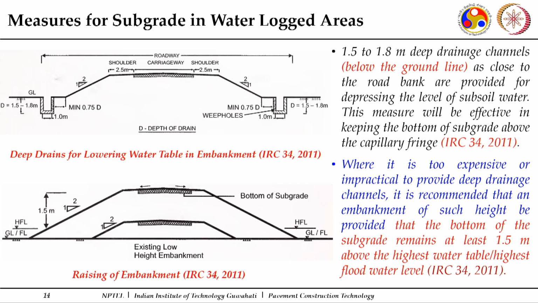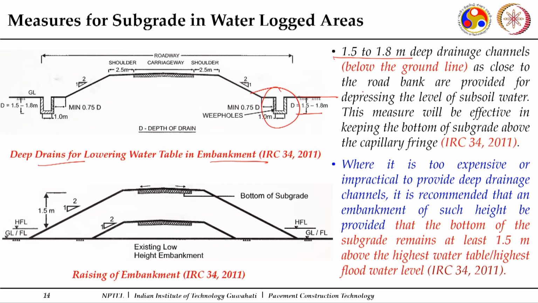a high amount of water logging, standing water, then what to do in that particular case? You can take some extra measures also, some precautions can also be taken. Here it is shown that you can go for deep drains for lowering the water table in the embankment. Now, what is done here in this case? 1.5 to 1.8 meter deep drainage channels are constructed, and these are below the natural ground level.